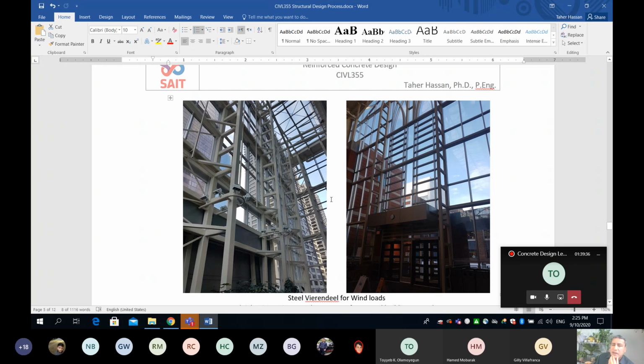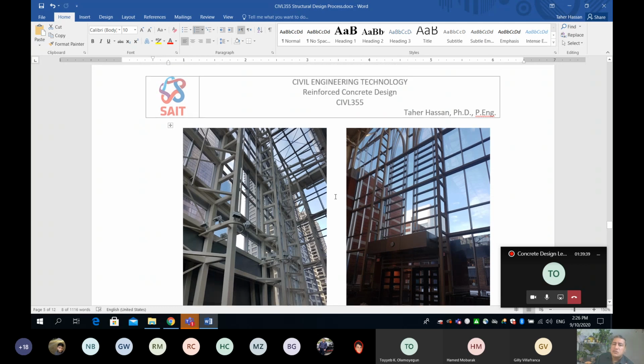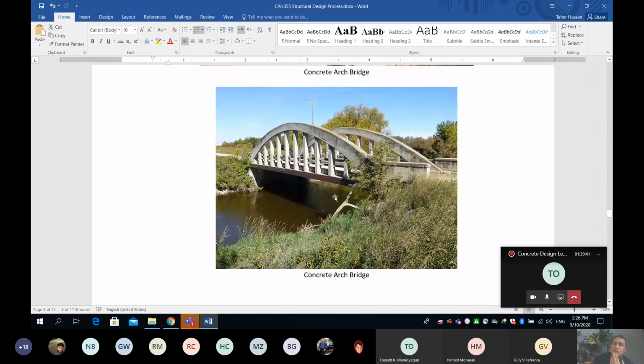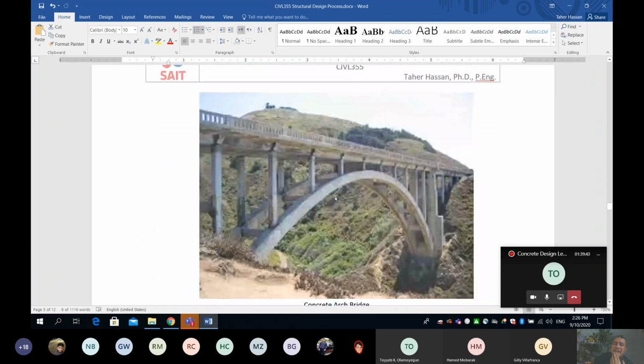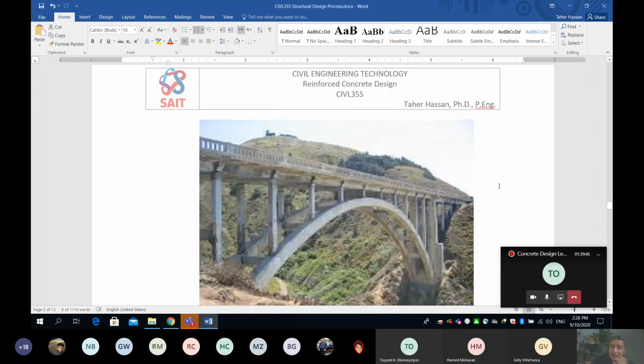Anyway, so again, trusses, Vierendeel, beams, moment frames. Guess what? Does anyone know the name of this structure? I know you guys have the file, but let's be honest, okay? Does anyone in this class know the name of the structural system in this bridge? Okay, no one? No one knows the word arch? Arch?